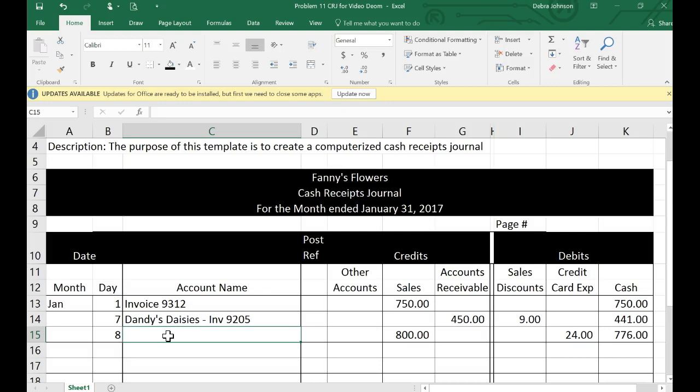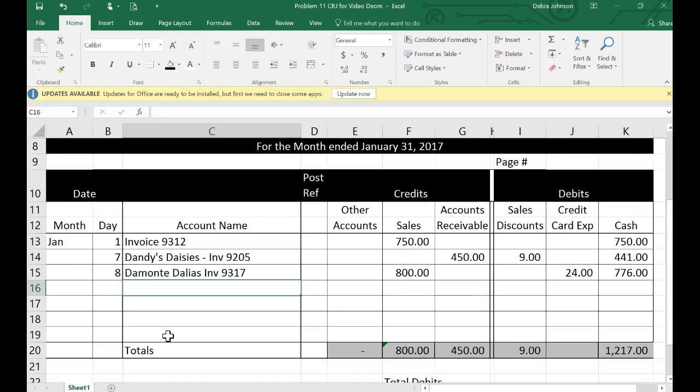If you prefer to put data to track the sales, you could do that. That would be DeMonte's Dahlias and an invoice number maybe. So that's an example of how to use the cash receipts journal.